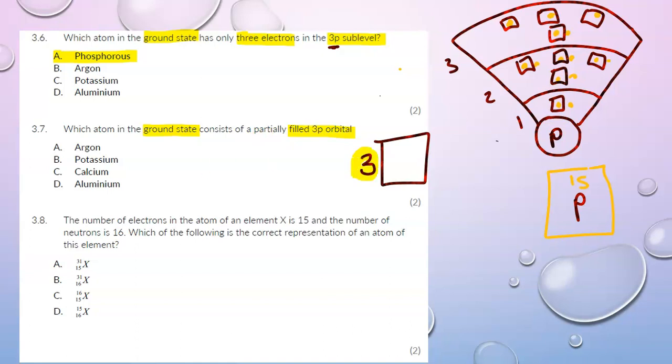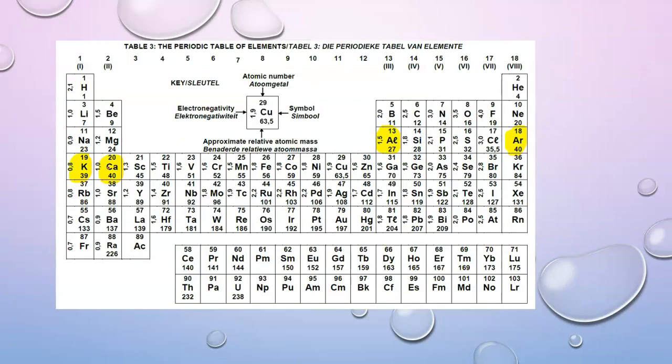So if we look at argon, potassium, calcium, and aluminium, these are the 4 options that we have for an answer. Okay, now if we look at the question, just again, the partially filled 3p orbital tells me that it is in row 3. So immediately I can ignore calcium and potassium, because calcium and potassium are both in row 4. We want someone that is in row 3, and there we have an option of aluminum and argon.